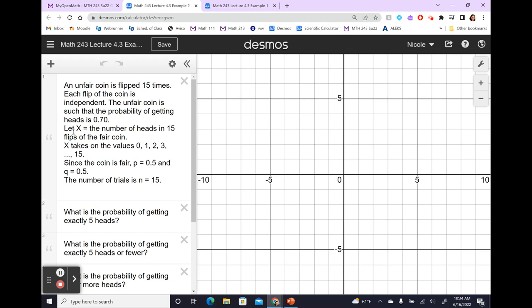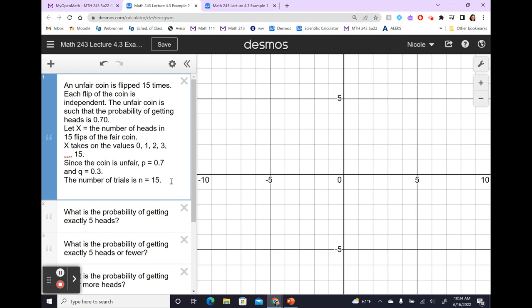Let x be a random variable, and it's going to be the number of heads in 15 flips of the coin. Again, x is going to take on the value 0, 1, 2, 3, all the way up to 15. Oh, the coin is unfair. We need to fix this. Unfair. p is equal to 0.7, and that's the probability of getting heads, and the probability of getting tails is going to be 0.3. All right. The number of trials is still 15.